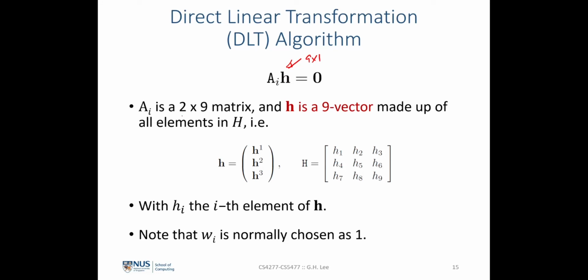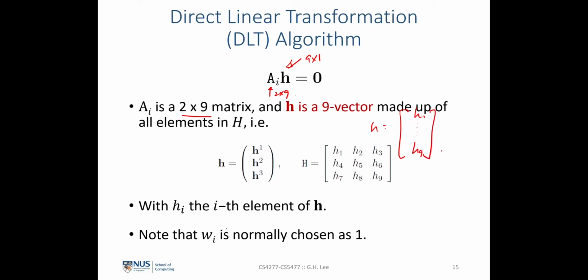And as I mentioned earlier, each A_i here is going to be a 2 by 9 matrix, because each point correspondence gives us two constraints, and h here is a 9 vector, made up of each entry in my homography matrix, where I write h1, h2, h3, h4, h5, h6, h7, h8, and h9 that forms my small h, the 9 by 1 vector over here. So this would be h1 all the way to h9.